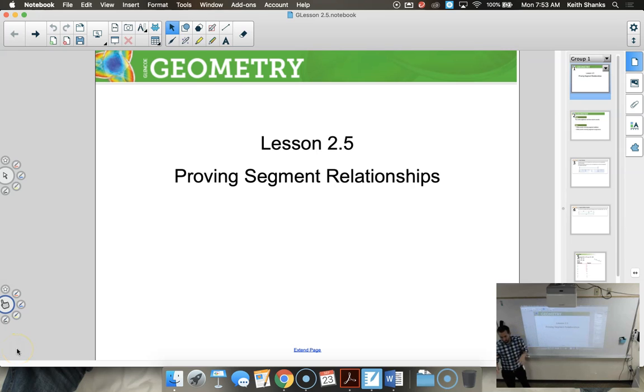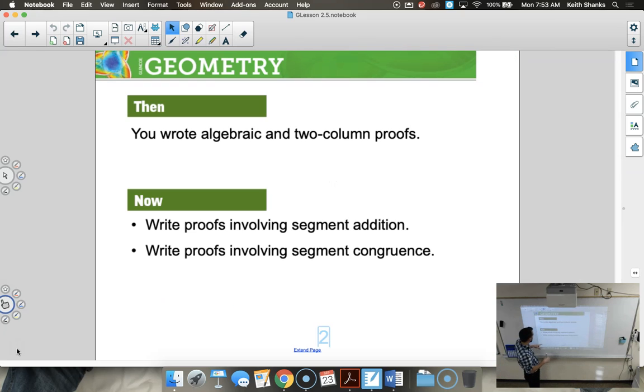Today we're going to look at specific proofs for segments. Like we did some on Friday, which was kind of weird because we hadn't really talked about some of the things you need to know for segments. So again, we're going to take a look at writing proofs involving segment addition and segment congruence. Those are the two we're going to focus on.